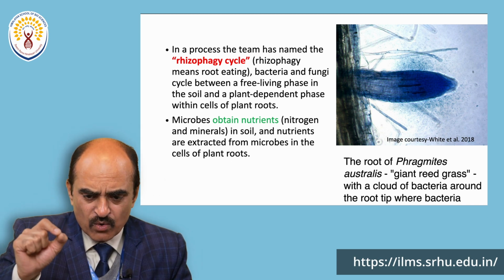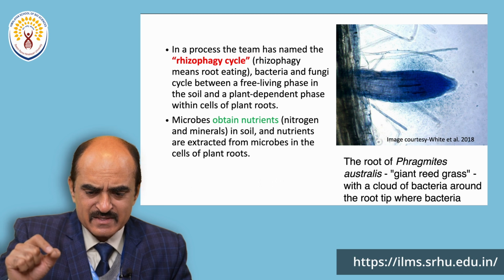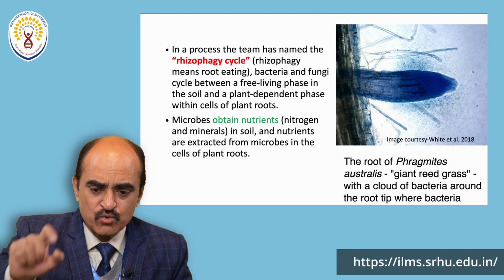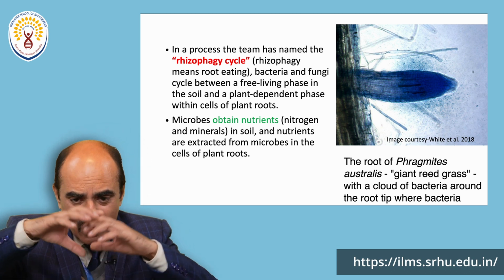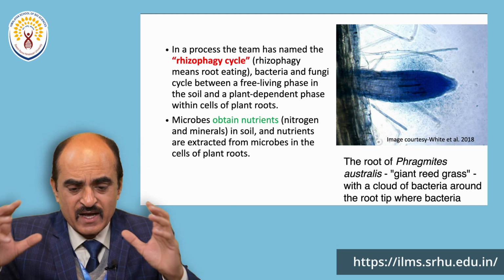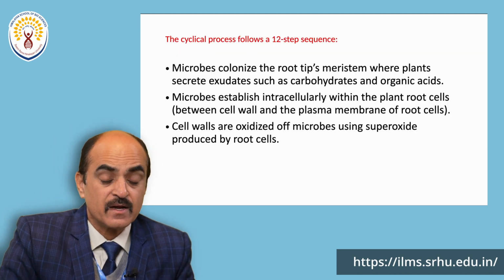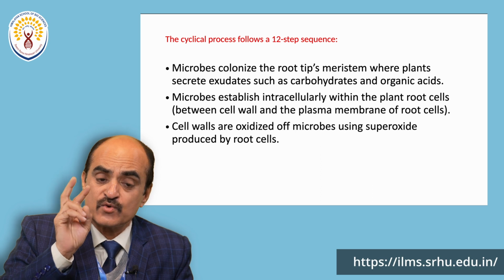This is the picture of Phragmites, giant reed grass, with a cloud of bacteria around the root tip where bacteria are assembled. This is where the bacteria make their entry inside the plant. Now, the rhizophagy cycle involves 12 steps.